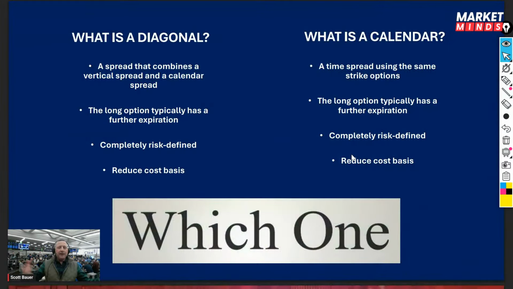What's a diagonal? What's a calendar? Well, they really have the same concept. They're both called time spreads. The difference between the two, as many of you know, is that a diagonal has two different strikes. So a diagonal is a combination of a calendar spread and a vertical spread.